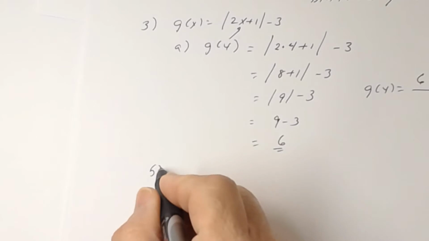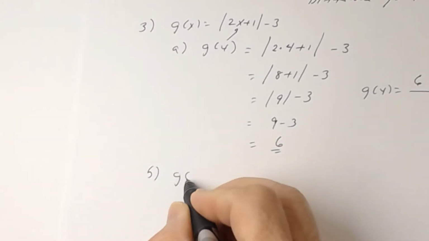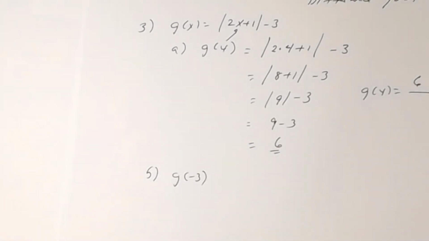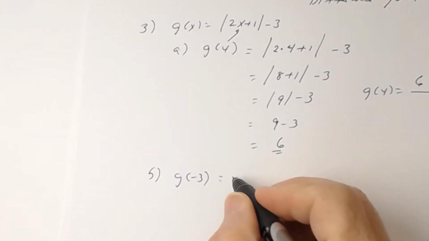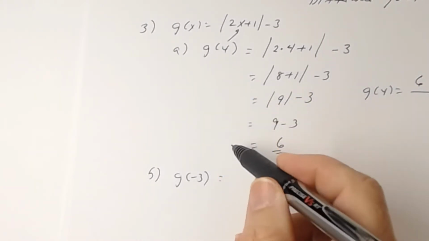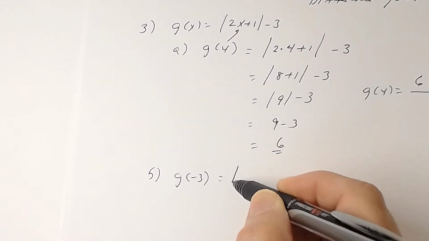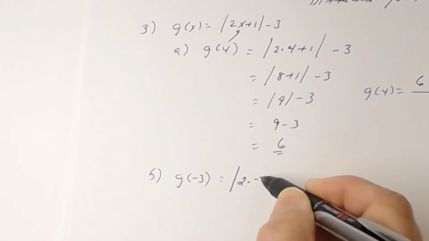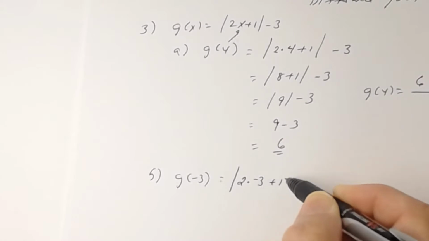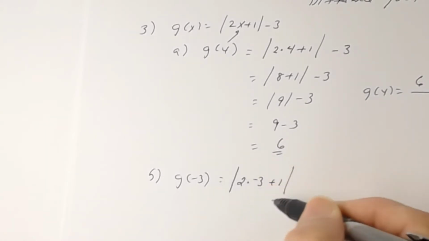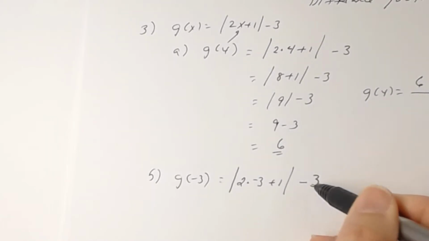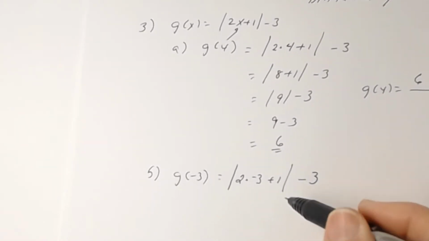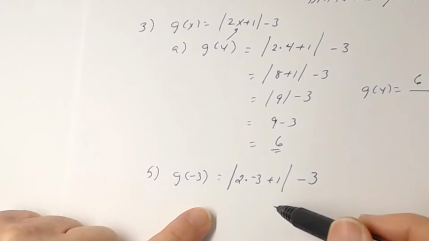All right, B part, you want to find g of negative 3. Do the same thing. Wherever you see the variable x, what are you going to substitute? Negative 3. But remember, we're still dealing with absolute value here, so you need the bars. So that's 2 times negative 3, just like this, plus 1. And whatever that absolute value is, you're going to subtract what? 3.